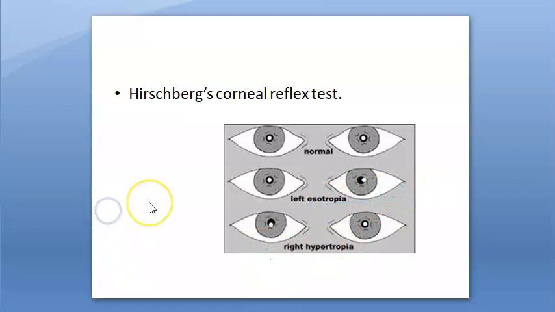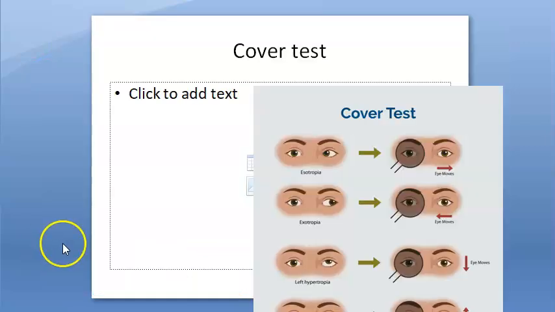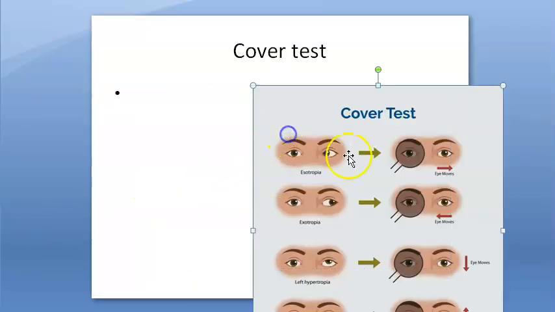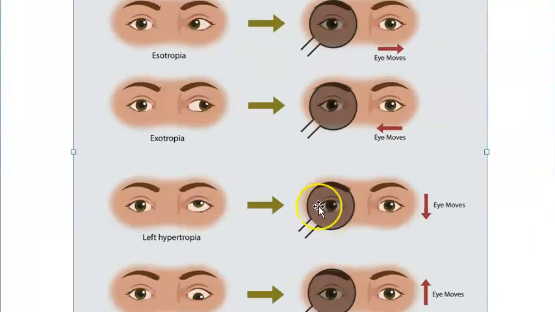Okay, anyways, where are we? We are looking at heterotropia. Hirschberg test we can check, and cover test also. Let us see what this cover test is. Cover test means you will cover the eye, right? Let us see.